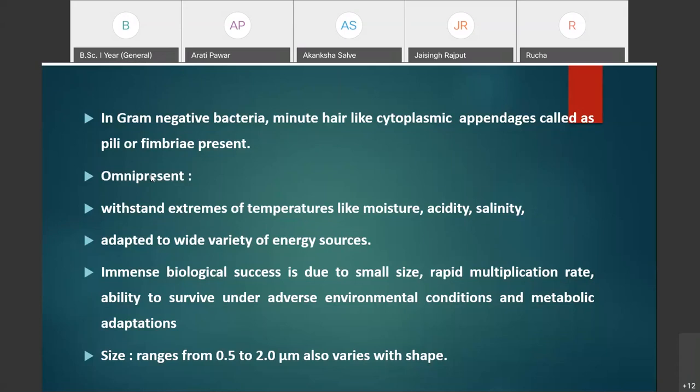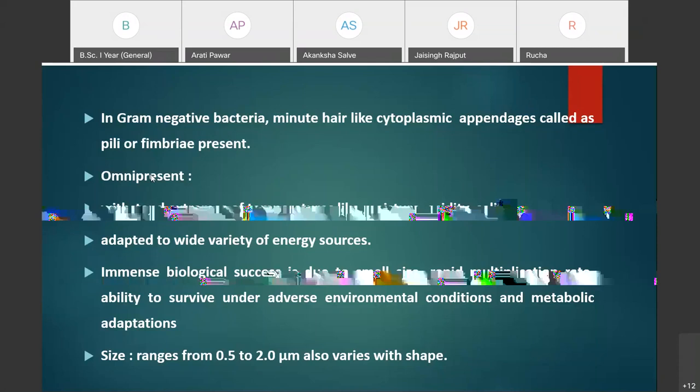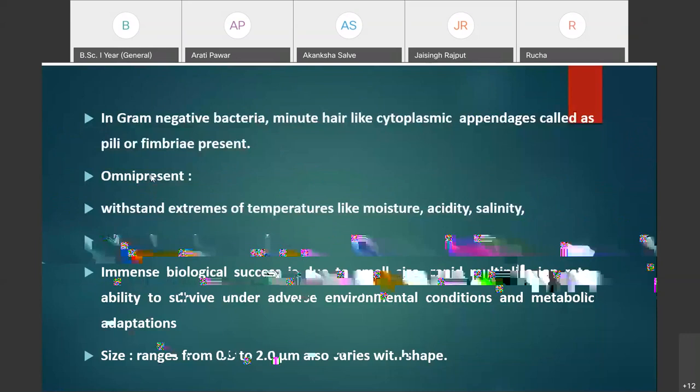Here we have discussed the different habitats of bacteria, and now you can see that bacteria can withstand extremes of temperature, moisture, acidity and salinity. Bacteria are adapted to a wide variety of energy sources. That means there are aerobic bacteria, and certain types of anaerobic bacteria are also there.